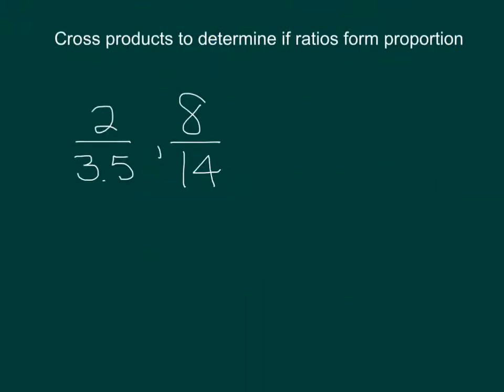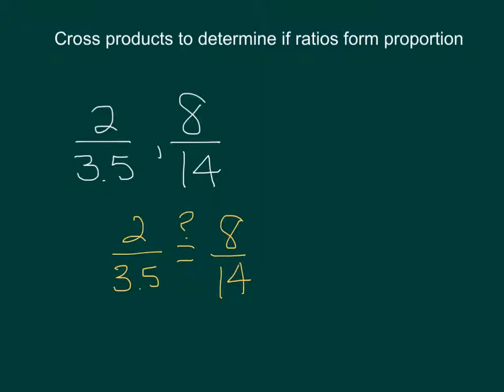So here it says cross products to determine if the ratios form proportions. This is a number form of the previous example. If we have 2 over 3.5 and 8 over 14, we're trying to determine if they form proportions. To do this, you first set them equal to each other, which we're not sure if they're equal, so that's what we're trying to determine.